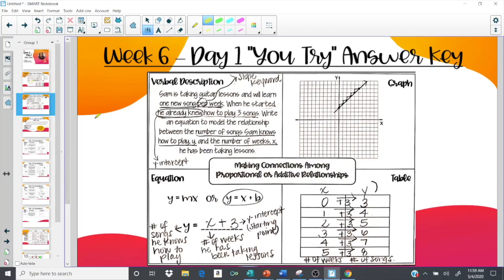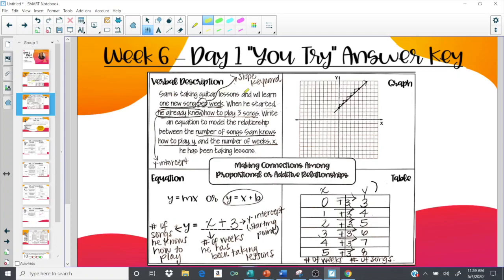So for number 2, you were given a verbal description, and from there you were supposed to graph a line that represents the relationship, write an equation, and create a table that all represents the relationship from the verbal description.